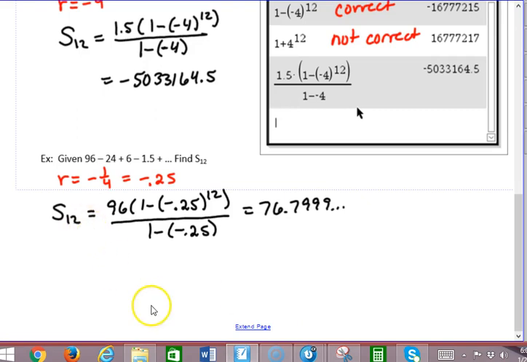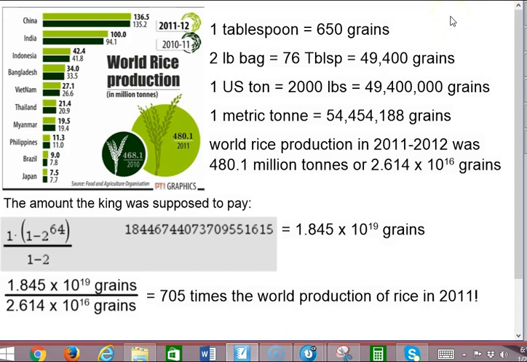Okay, spoiler alert. Let me show you what happens when we figure out all those grains of rice. Using those measurements that I gave you, I found that a tablespoon had 650 grains. In a 2-pound bag, which was 4 3/4 cups, it had 76 tablespoons, 16 tablespoons per cup, so 49,400 grains of rice in a 2-pound bag. Now remember, I'm dealing with 1.845 times 10 to the 19th grains. That's a lot of rice, okay? That's a lot of rice. That is this much rice, okay?